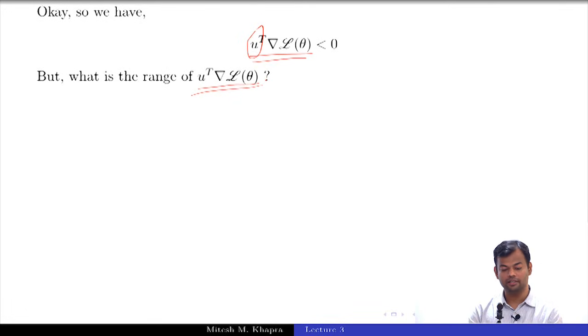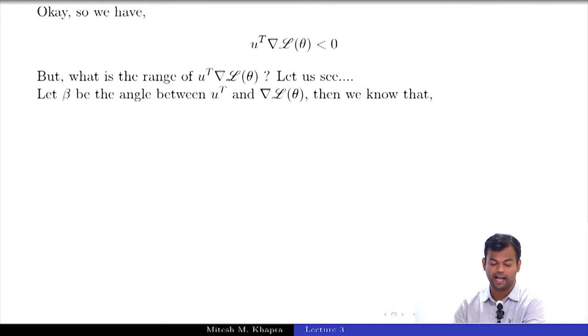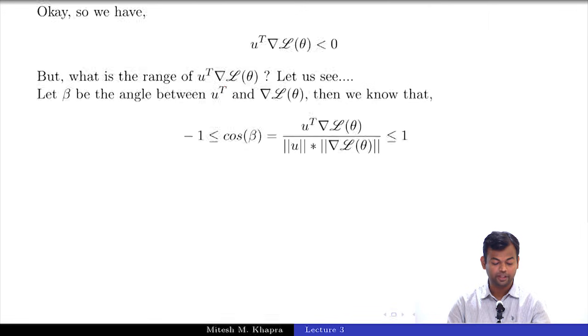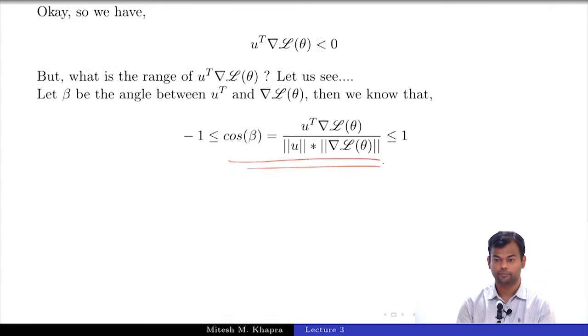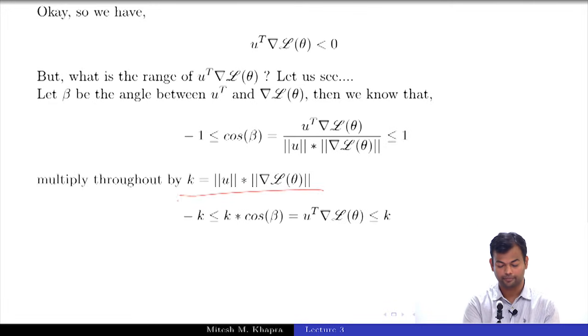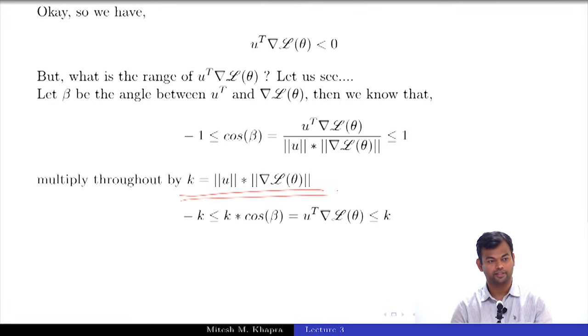He said plus or minus mod of u into mod of the gradient vector, right? Why is it so? Easy. Let beta be the angle between u and the gradient. Then we know that this condition holds. Cos beta is given by this quantity, and we know that cos beta lies between -1 and 1. Okay. Now, if I just say that this quantity is equal to k, then I can just get this condition.